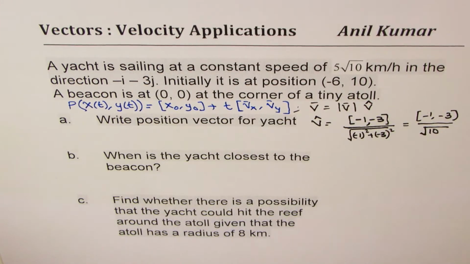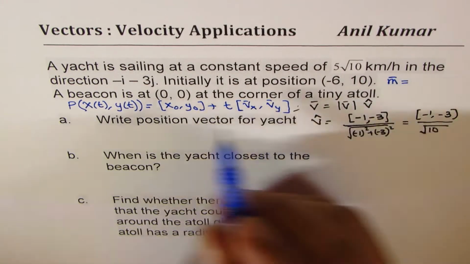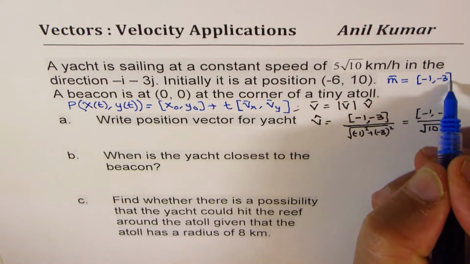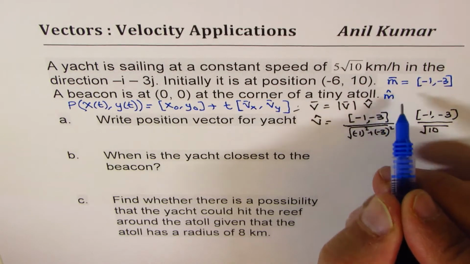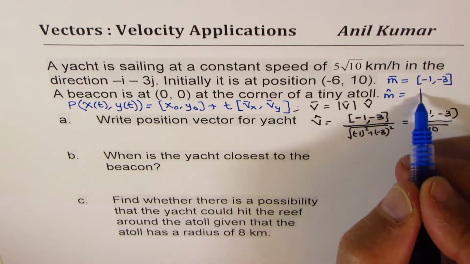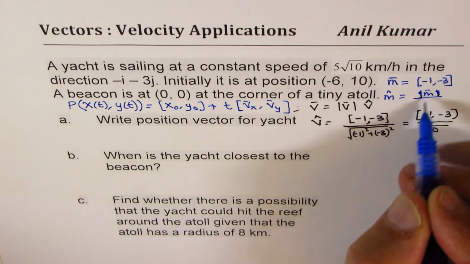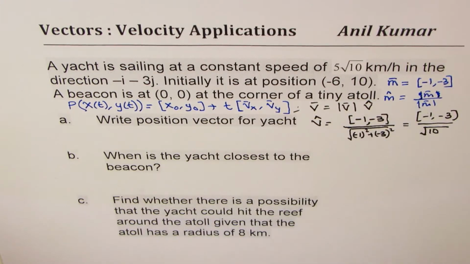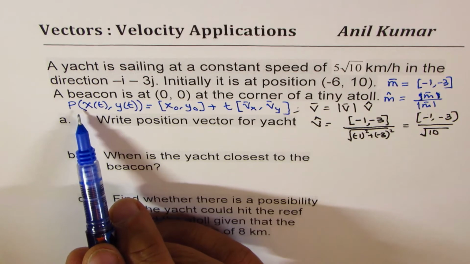So I hope you understand the concept. We have the direction m, which is given to us as minus 1, minus 3. To find the unit vector in this direction, we have to divide m by its magnitude, correct? So that is the magnitude of the direction vector, right? Now, once you have this, you can actually write down the position vector.